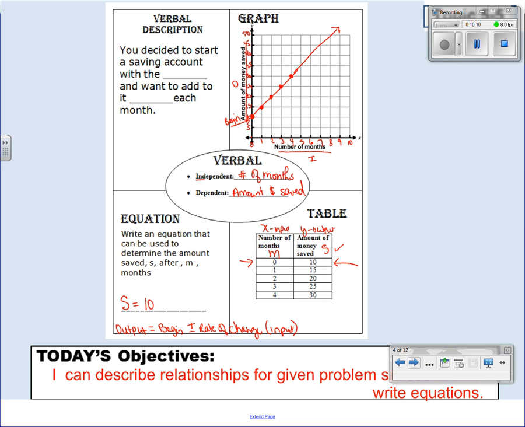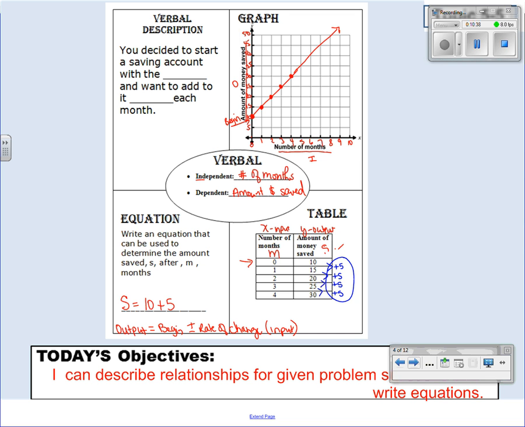Our rate of change, let's look at our table. From our first point to our second point, again on the outputs, we go from 10 to 15, that's a change of positive 5. From 15 to 20, that's a change of positive 5. 20 to 25, change of positive 5. And 25 to 30, a change of positive 5. Notice they're all the same, and so our output is changing by a constant rate of a positive 5.